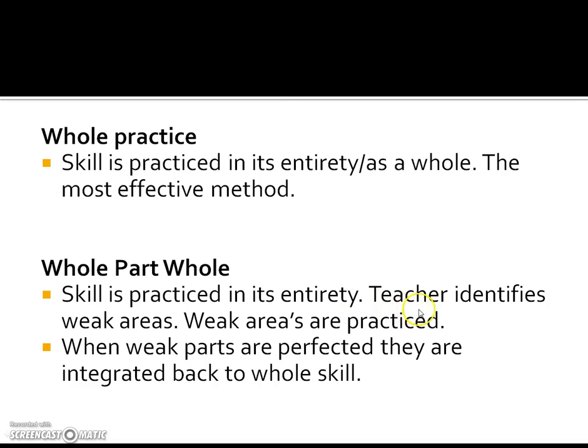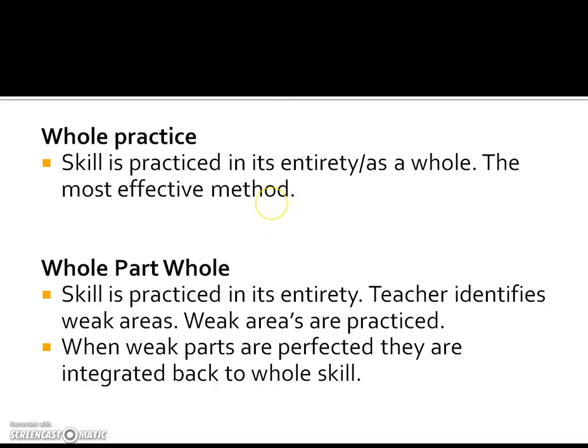Ultimately, there's a sentence stem here, and the sentence stem is "skill is practiced in". Everyone starts with that sentence stem. All you've got to make sure you can do is make a translation between the key word that allows you to describe whole or part. So the first 4 things on your Cornell notes will be part, progressive part, whole practice, and whole part whole. They're your first 4 things. You should have a description. Examples we'll look at tomorrow.